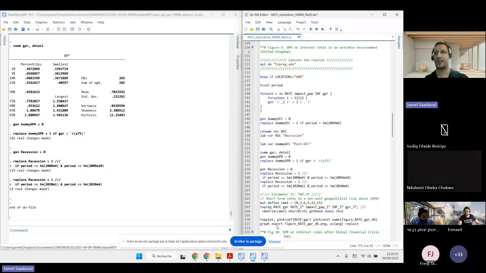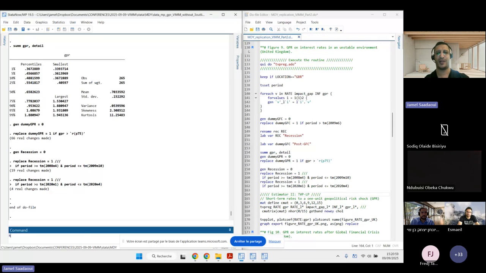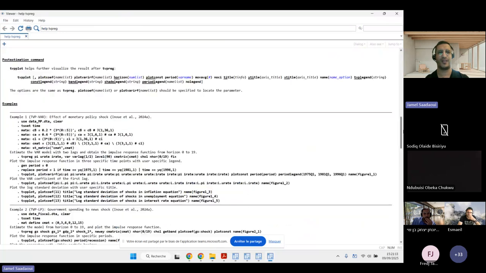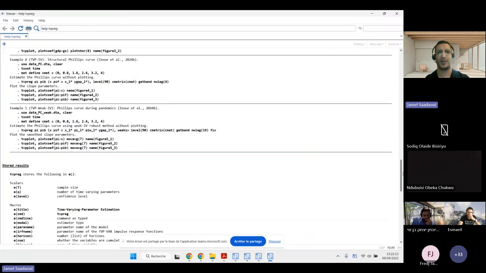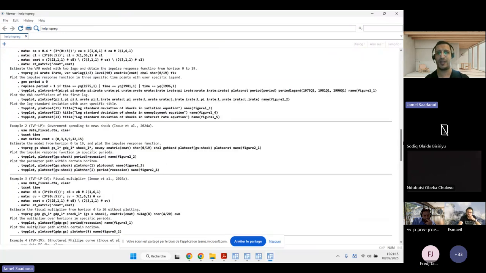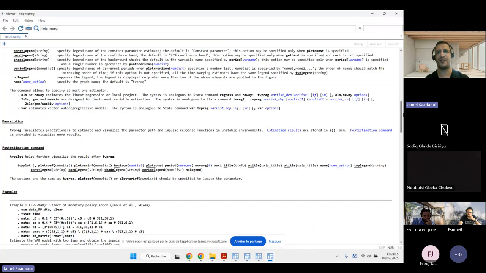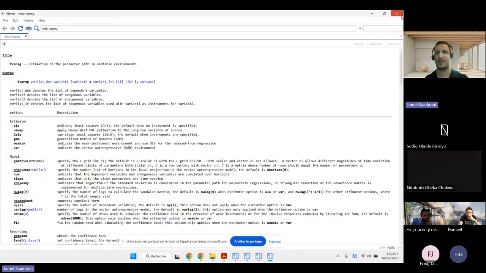To estimate the time varying local projection, I base this command on the example in the Stata Journal article about TVPREG that you can find here. So I recommend you to read this command very carefully, which is tvpreg. You have some examples here. Read them. The package is a wonderful package. You can make a lot of things with that. We can discuss that later.